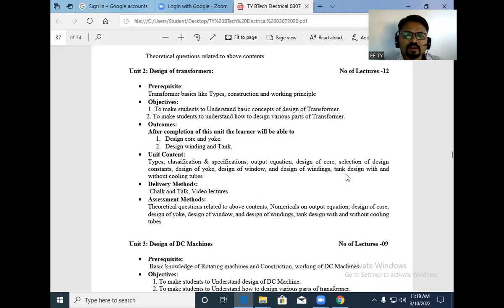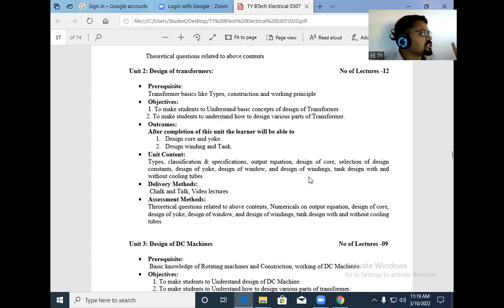Next, tank design, T-A-N-K. Tank design with and without cooling tubes.